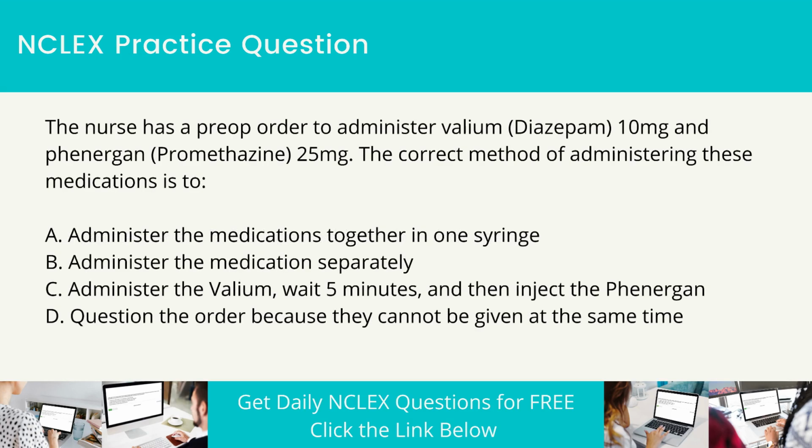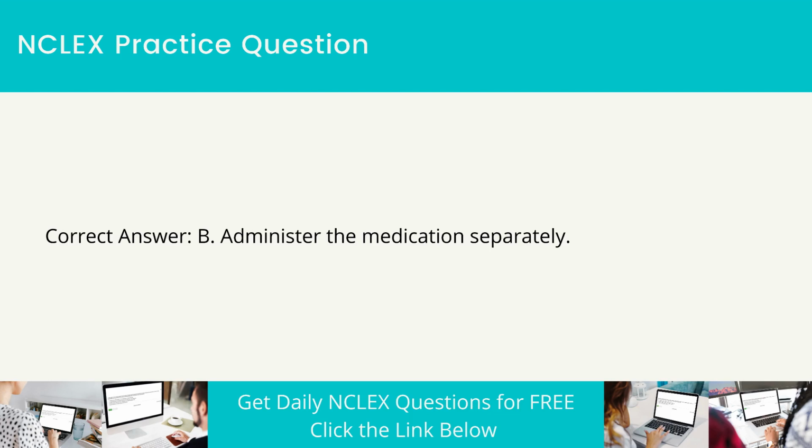The nurse has a preop order to administer Valium, Diazepam, 10 mg and Phenergan, Promethazine, 25 mg. The correct method of administering these medications is to administer the medications together in one syringe. Administer the medications separately. Administer the Valium, wait 5 minutes, and then inject the Phenergan. Question the order because they cannot be given at the same time. The correct answer is administer the medications separately. Medications should not be mixed in one syringe unless indicated by the physician.